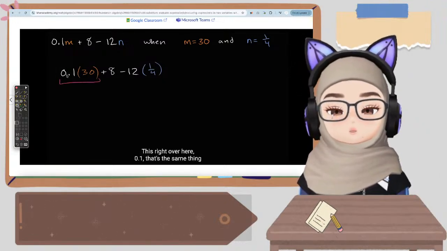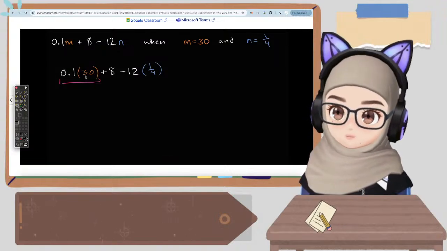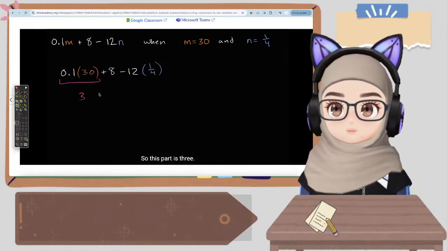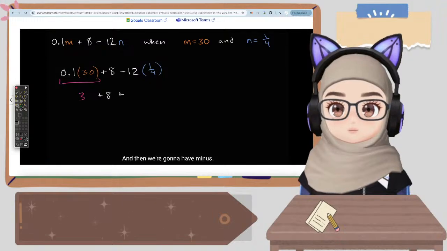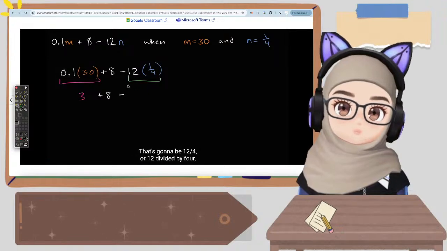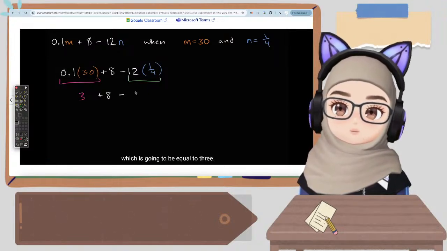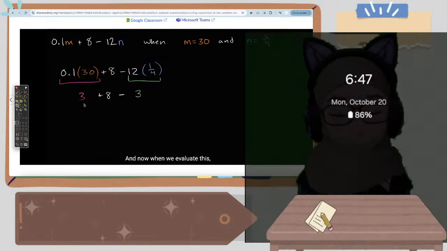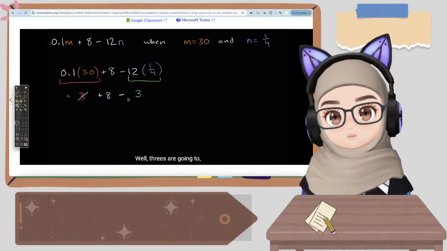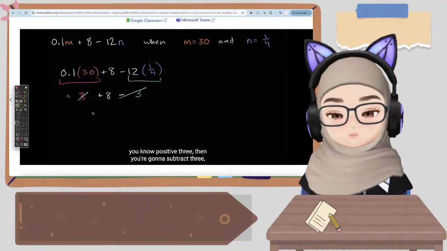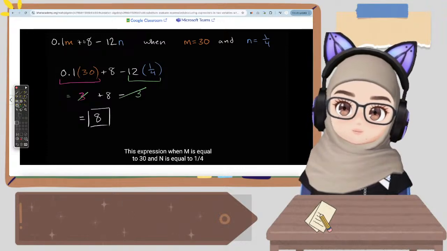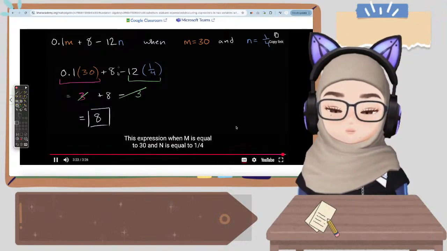So what is 1/10? This right over here, 0.1, that's the same thing as 1/10 of 30. Well, 1/10 of 30, that's going to be 3. So this part is 3. We have 3 plus 8, and then we're going to have minus. Well, what is 12 times 1/4? That's going to be 12/4, or 12 divided by 4, which is going to be equal to 3. And now when we evaluate this, we have a 3 plus 8 minus 3. Well, you have a positive 3, and then you're going to subtract 3, and you're just going to be left with an 8. And cool. You're done. This expression, when m is equal to 30 and n is equal to 1/4, is equal to 8.